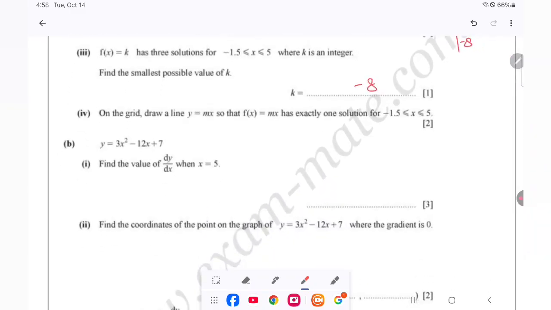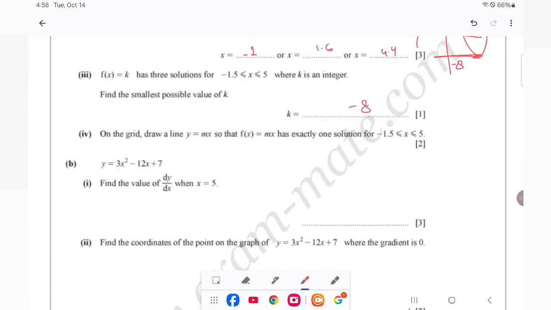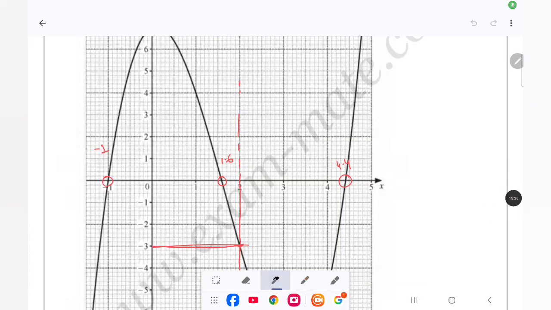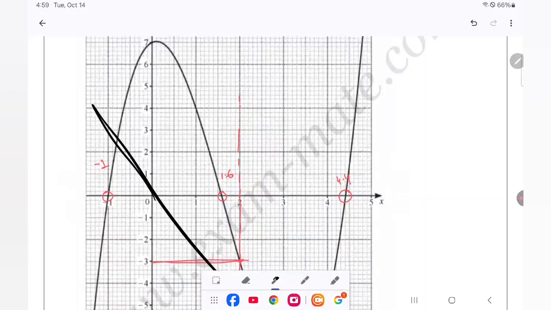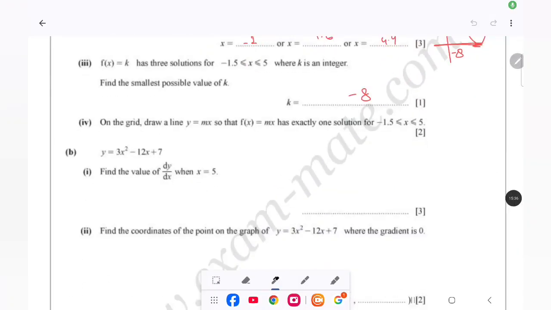For part 4, on the graph, draw a line y equals mx, so that f(x) equals mx has exactly one solution for the given condition. For that, we have to draw a straight line passing through the origin, and we'll have only one solution. So this should be a line from the origin, and since it is passing through the origin, it will only have one solution. We can also say one solution only for part b.